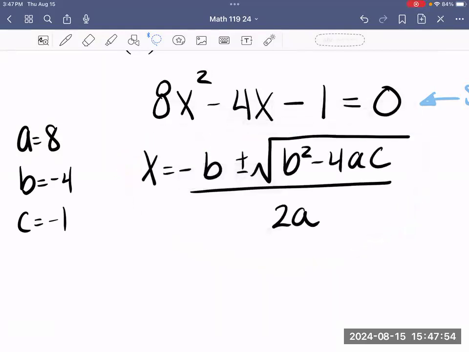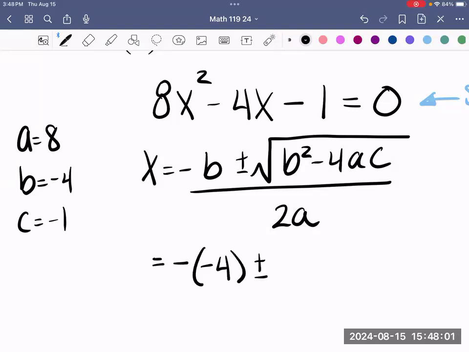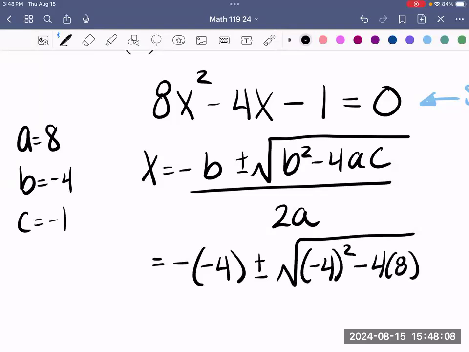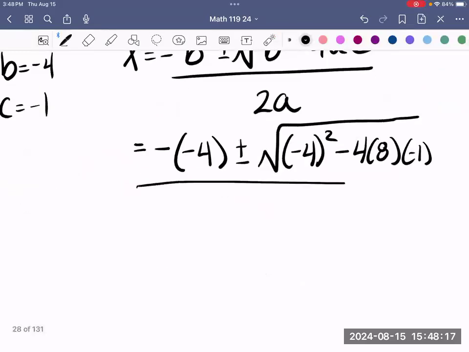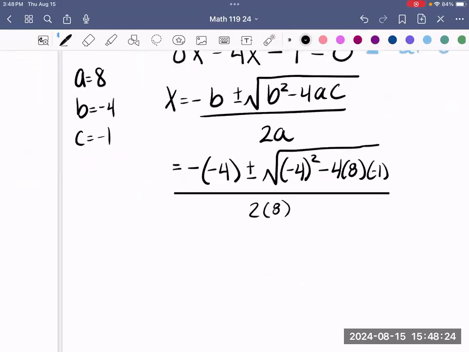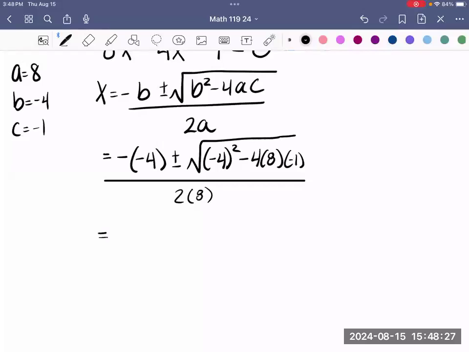Copy. There we go. So now we have negative 4 plus or minus the square root of (negative 4) squared, use parentheses as much as possible, times negative 1. You'll notice that this negative 4 is not referencing that negative 4, over 2 times... oh, it's a positive 8, isn't it? Yeah. Okay, just watch out for all of the negatives.